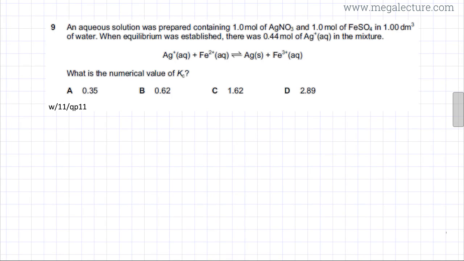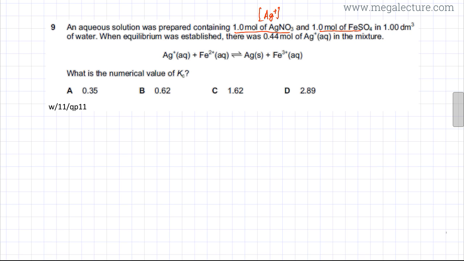The following past paper question reads that an aqueous solution was prepared. An aqueous solution was prepared containing 1 mole of silver nitrate. So if you have 1 mole of silver nitrate initially, silver nitrate contains silver ions, and it's an aqueous solution, so it's 1 mole of aqueous silver ions and 1 mole of FeSO4.